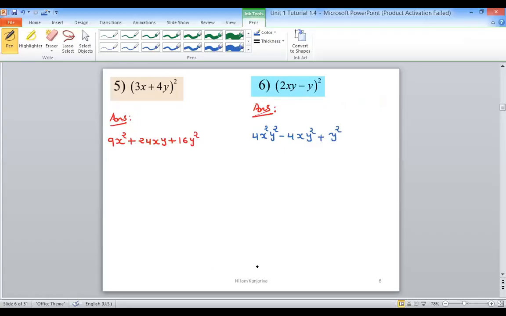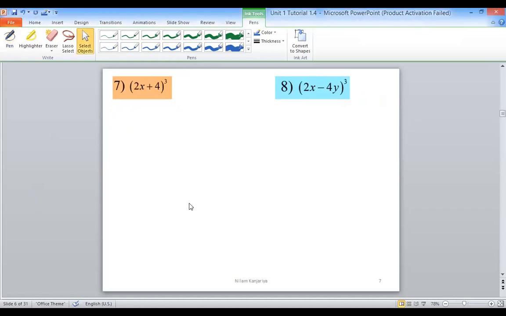So let's move on to more examples. Don't waste time. Look at your screen. Yes, this is the cube. First question, I can do it in a second.